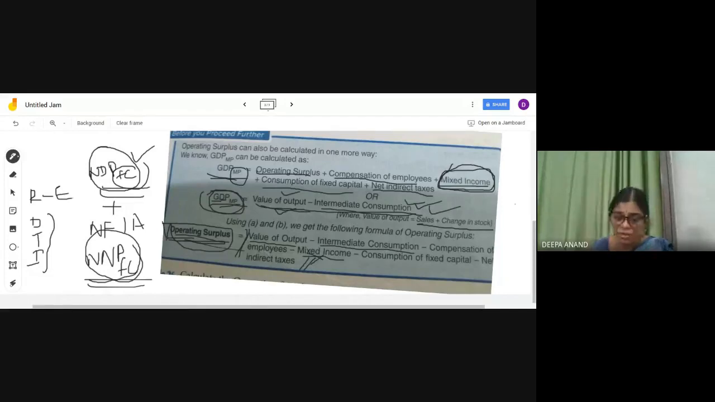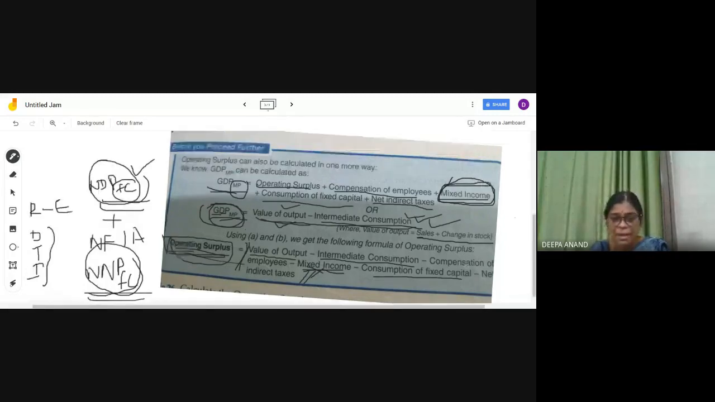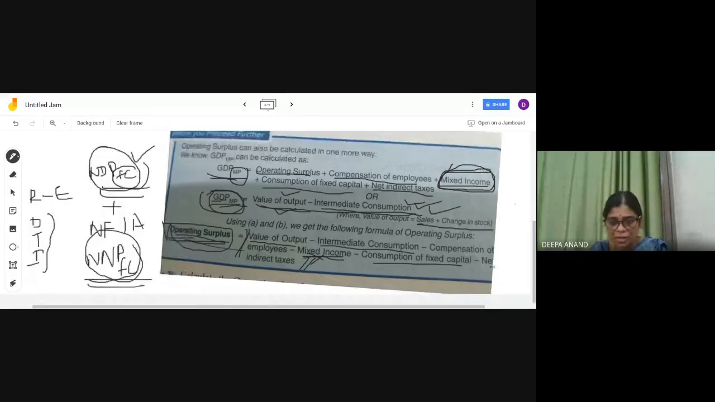Okay, so in order to know the actual business income, we will exclude this mixed income. And another reason, it is already here we are adding. Operating surplus, compensation of employees, mixed income, it is already included. So mixed income minus consumption of fixed capital, whatever depreciation is there you can minus it, because it is the use of machinery, that's also an expenditure, minus net indirect tax that you paid. So if from the revenue, that is value of output, you minus all these things, you will get the operating surplus.